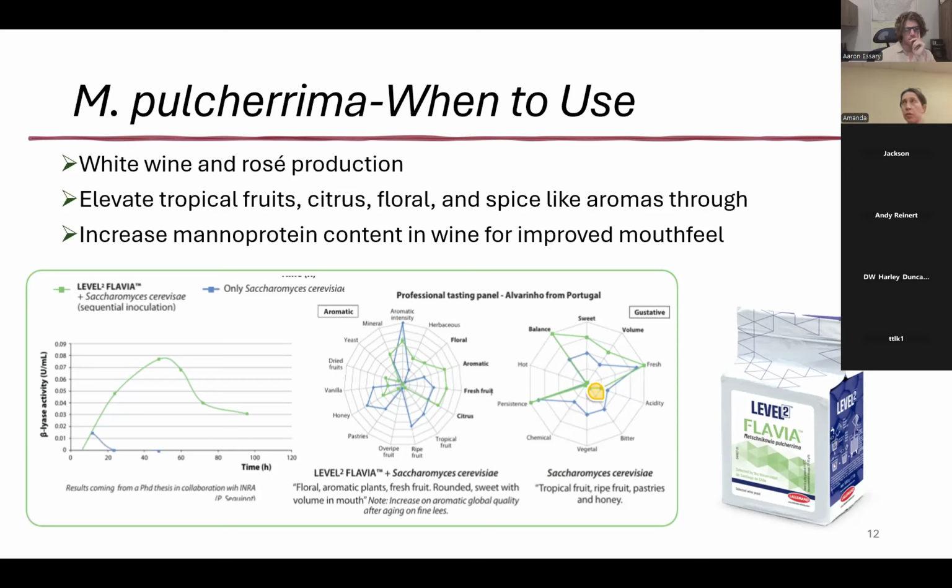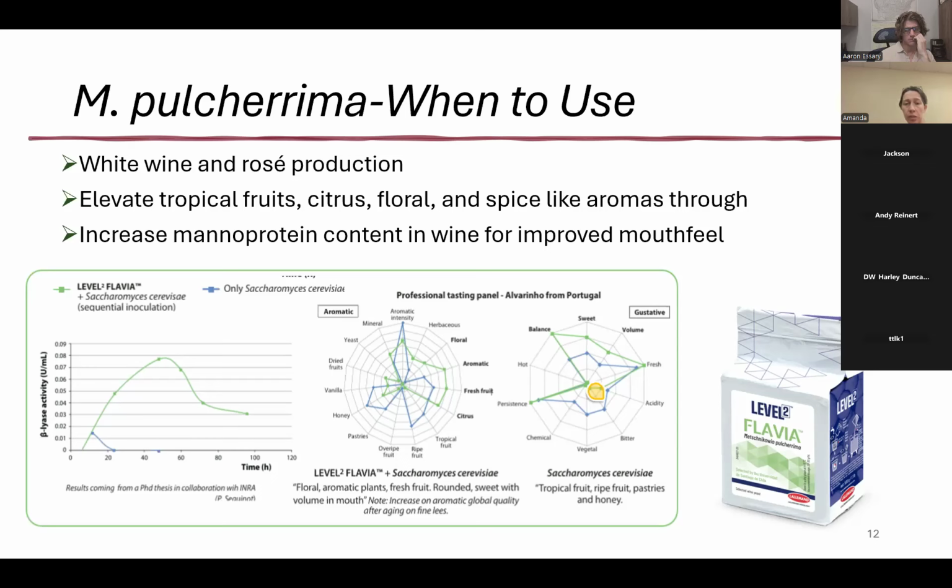And beta lyase is responsible for helping cleave the bound aroma precursors in juice and must to release those thiols and terpene volatile aromas. And the green line shows that's the M. pulcherrima Flavia by Lallemand Enology. You can see that beta lyase activity is pretty high for the first 100 hours of fermentation, whereas with the Saccharomyces cerevisiae, that enzyme activity drops after 20 hours significantly.